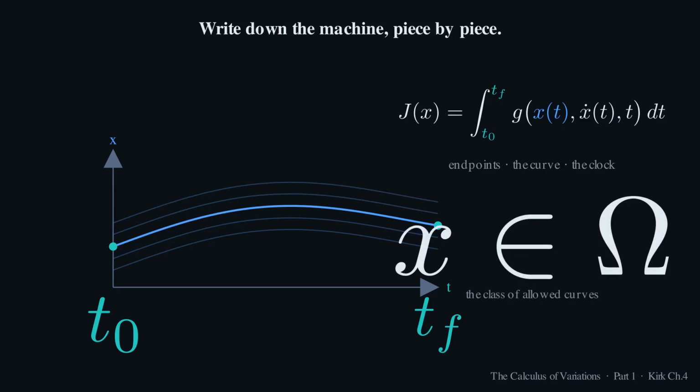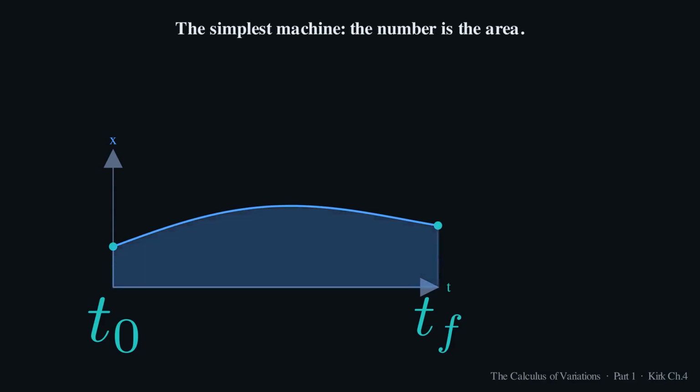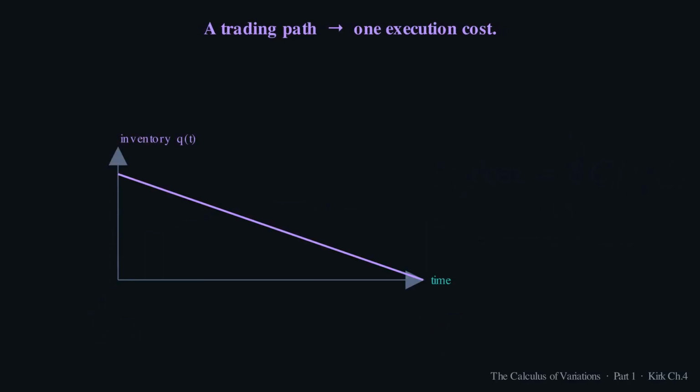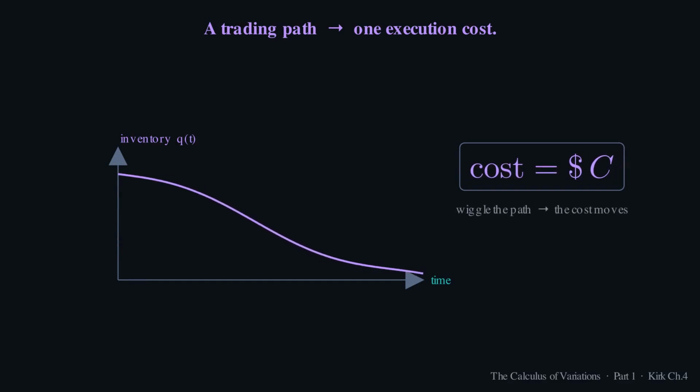A taller curve means more area underneath and a bigger number out. In trading, that curve is a price path and the number is what your execution costs come to. One whole curve in, one number out. That is a functional.